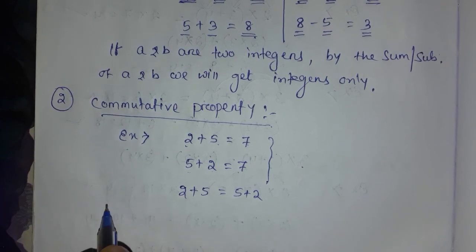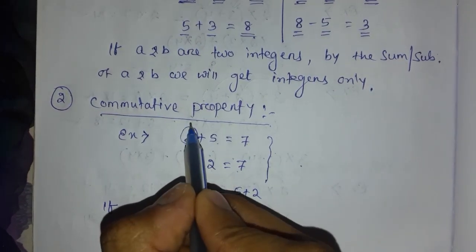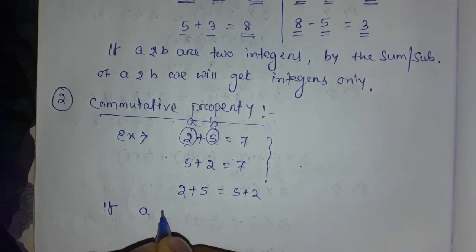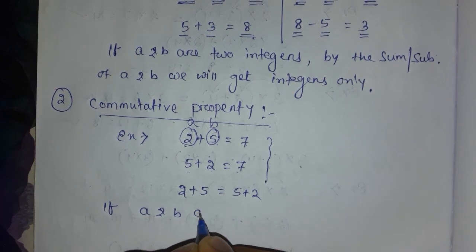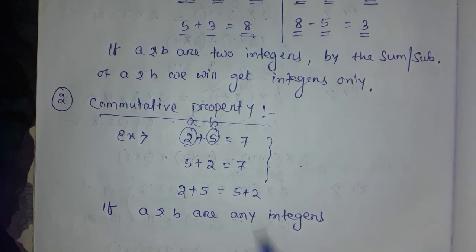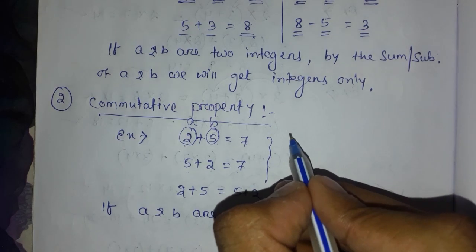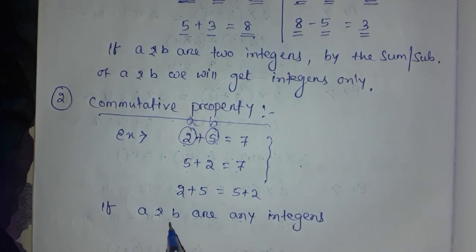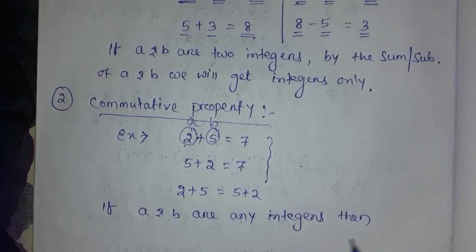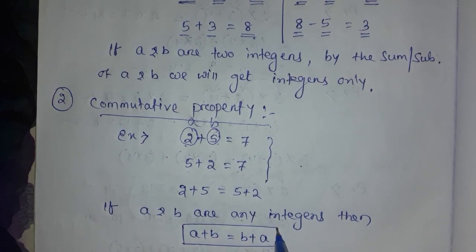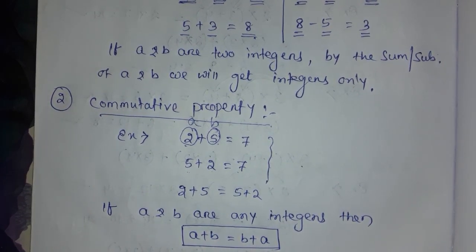If I take the first one as A and the second one as B, I can write: if A and B are any integers, and it is to be understood that the commutative property holds for two numbers or more than two numbers, then A plus B is equal to B plus A. This is the commutative property under addition.